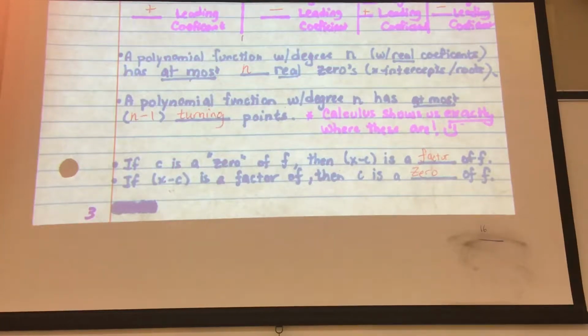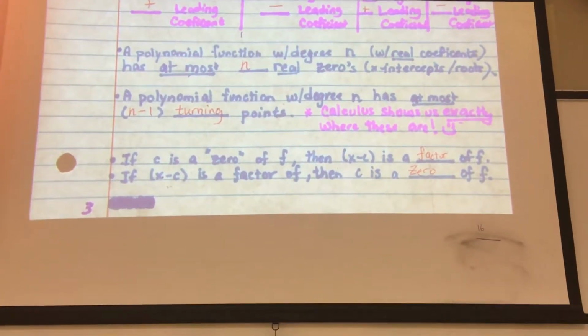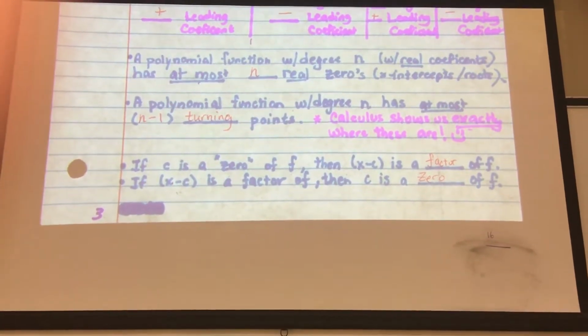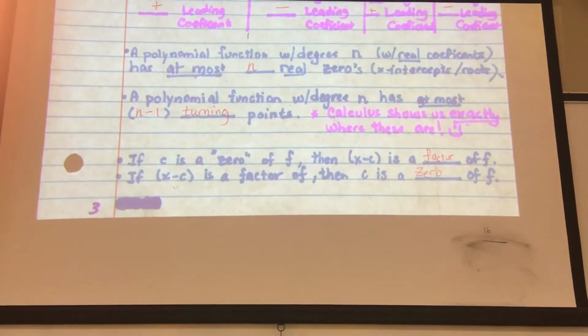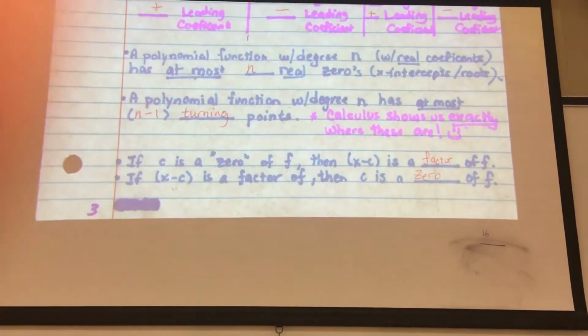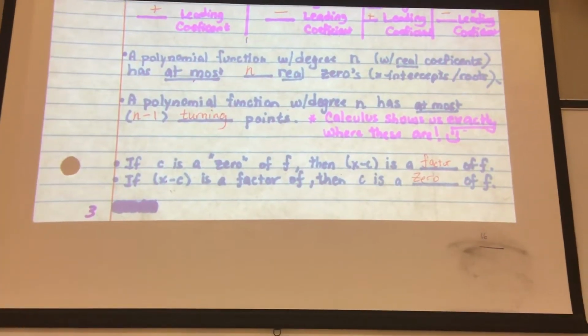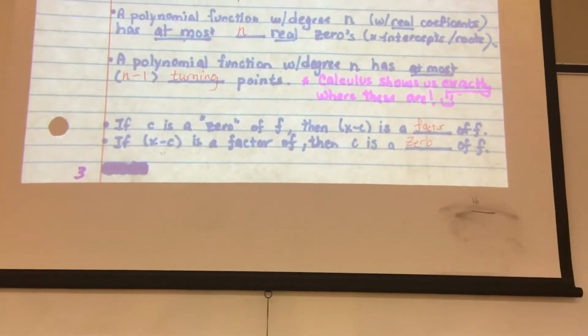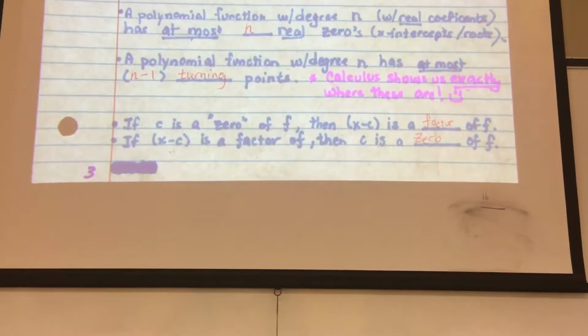Probably the most important piece of this slide so far for today's purposes. This is called the factor theorem. If you have information about either a factor of a polynomial or an x-intercept or a zero, if it's a real zero, an x-intercept, a real zero or an imaginary zero of a polynomial, then you automatically have information about the other. So a zero tells you something about a factor, and a factor tells you something about a zero.